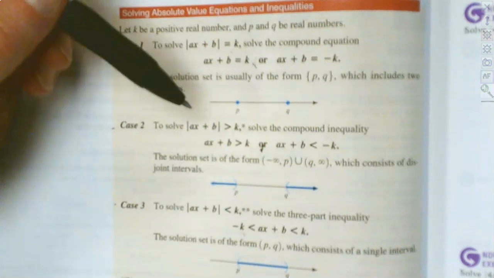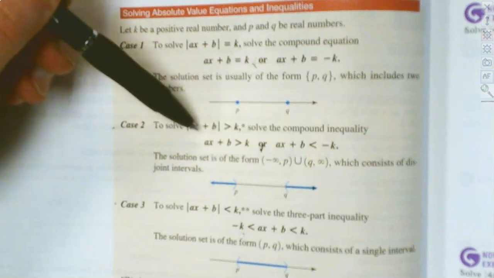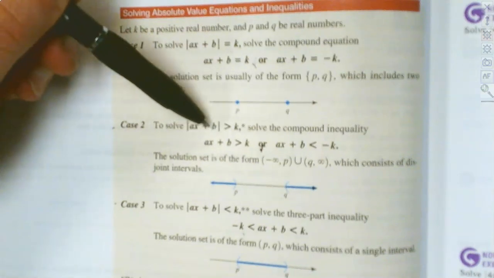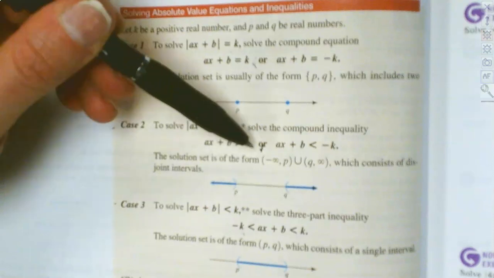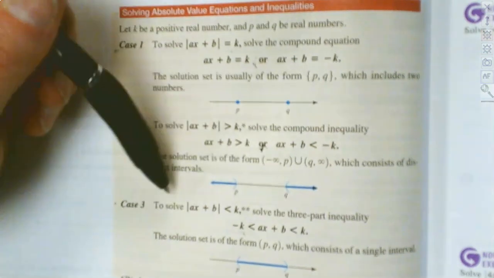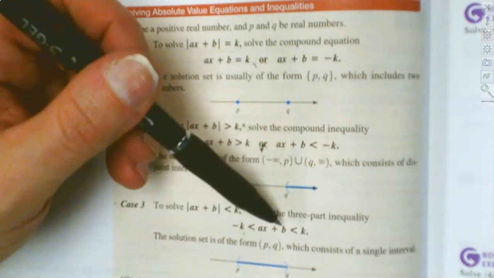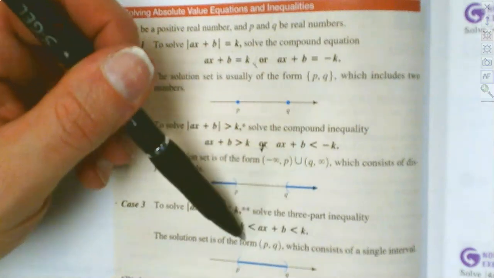Now, the important part to note on these is the fact that it's opening towards the absolute value. And if it opens towards the absolute value, it has an or in between. If it's opening towards the number on the right, then it's a double inequality like this.